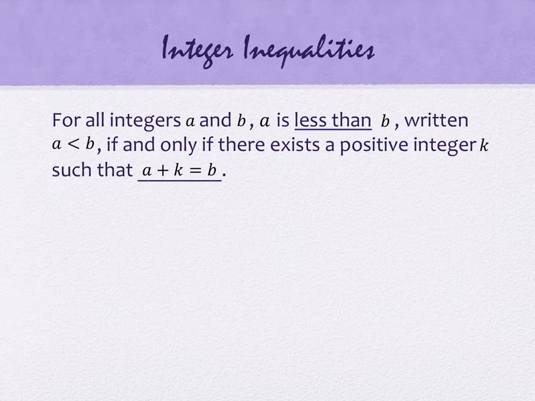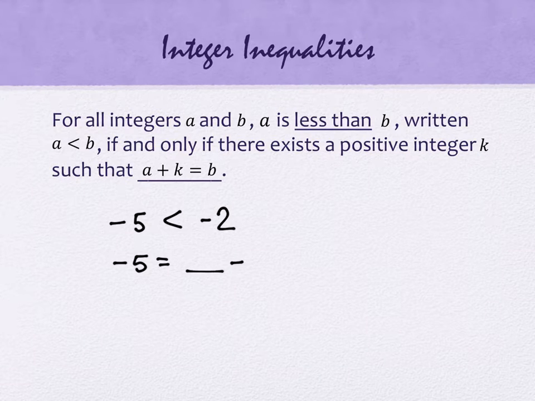Our integer inequalities, again, look just like they did with whole numbers back in chapter 3. For all integers a and b, a is less than b, written as follows, a less than b, if and only if there exists a positive integer k, such that a plus k is equal to b. And we've talked about this before. I'll do it with integers, like with some negatives here. So if I did negative 5 is less than negative 2, right? That's a statement that is true.